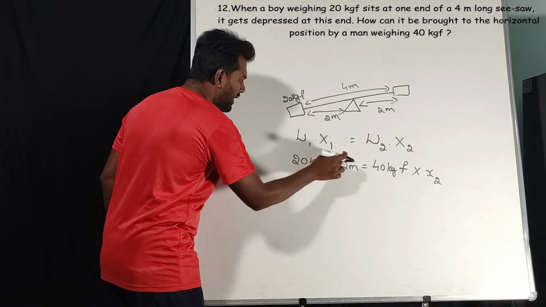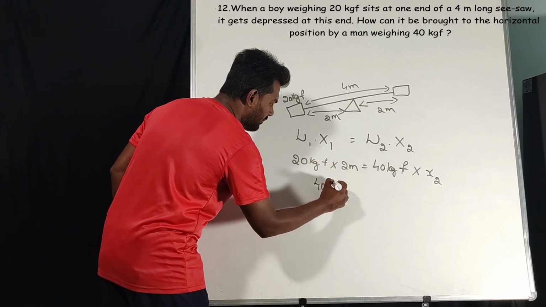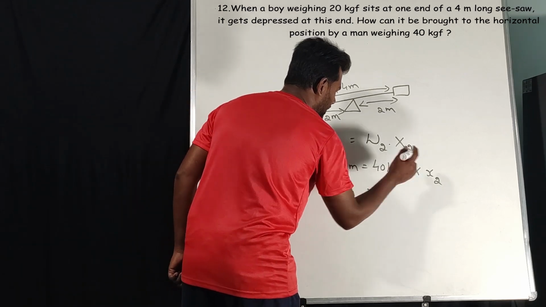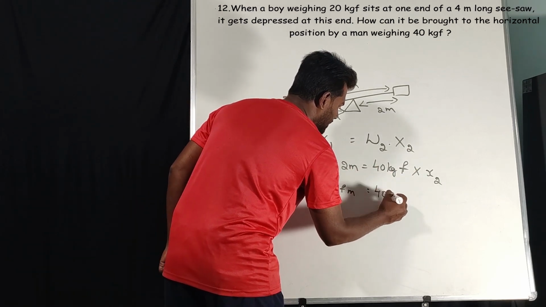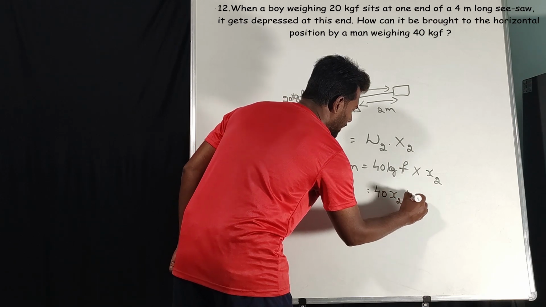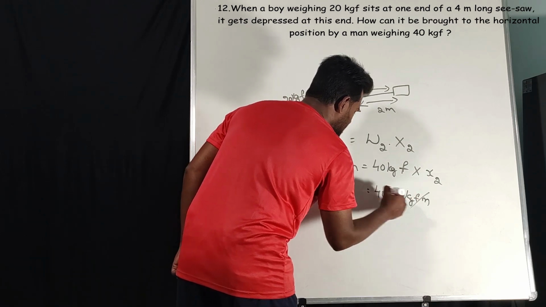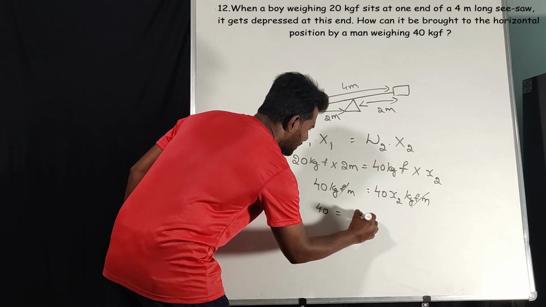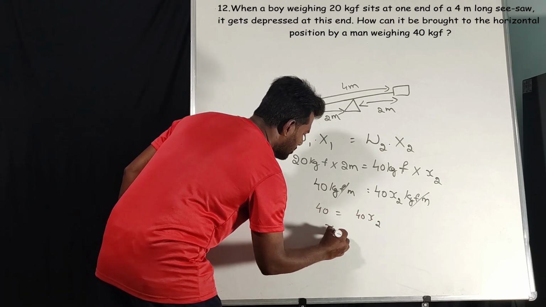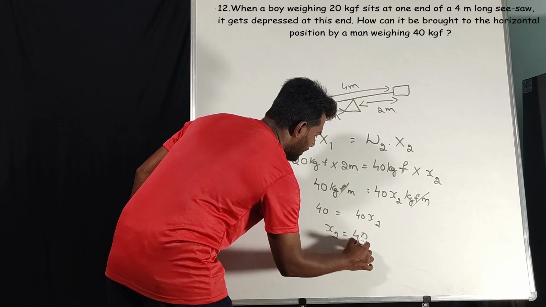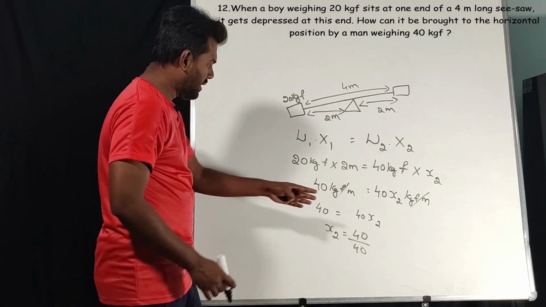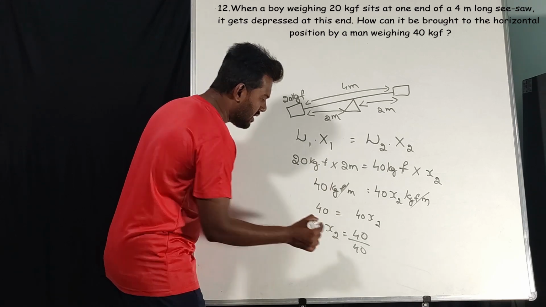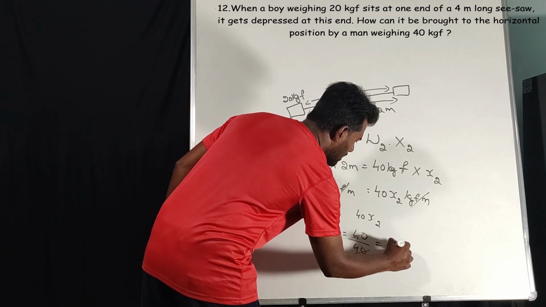So 20 into 2, it is 40 kgf meter, is equal to 40 into x2, it is 40 x2 kgf meter. This and this get cancelled. So 40 is equal to 40 into x2. x2 is equal to 40 by 40. I wrote this x2 this side, that's it. So 40 by 40 is equal to 1 meter.